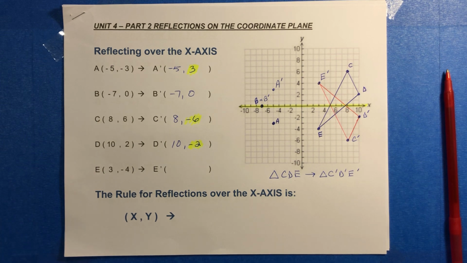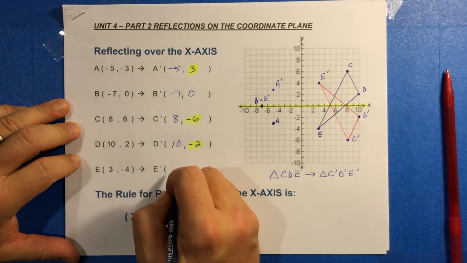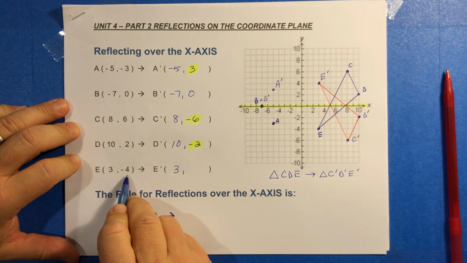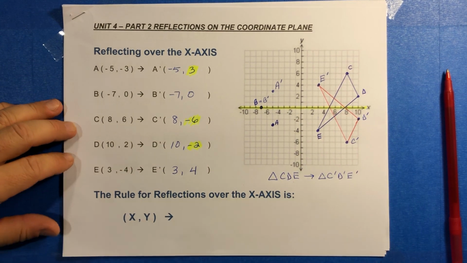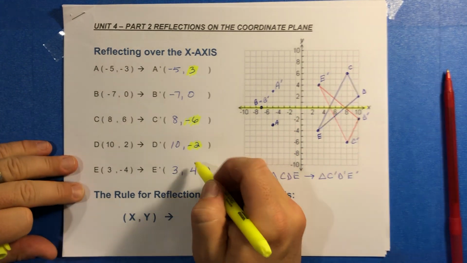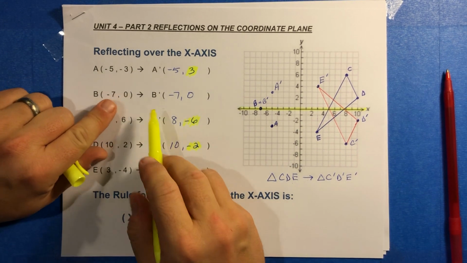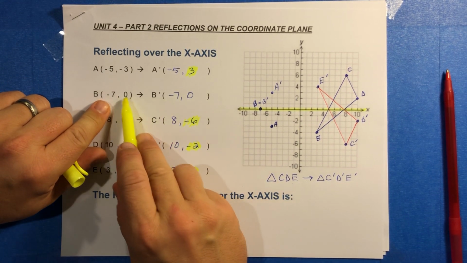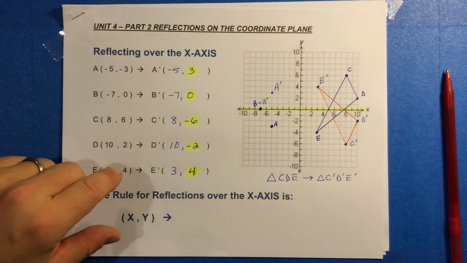What we're trying to get to by the time we're done with this is a rule, a shortcut. I forgot to write this: 3, -4 became 3, +4. So the pattern fits. It works in all of these cases, including this one. Didn't -7 stay the same? And the opposite of 0 is 0. So the pattern fits all 5 of these points.